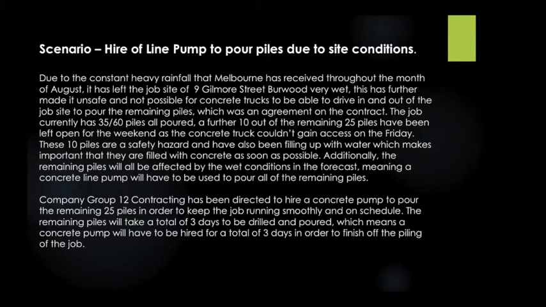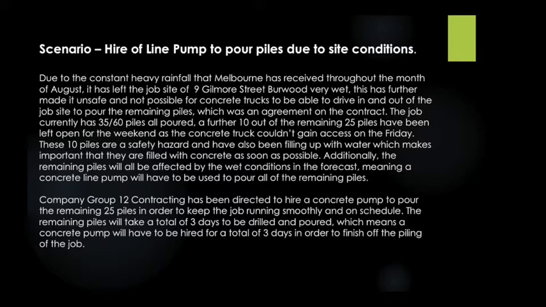The scenario is as follows. Due to the constant heavy rainfall that Melbourne has received throughout the month of August, it has left the job site of 9 Gilmore Street, Burwood, very wet. This has further made it unsafe and not possible for concrete trucks to drive in and out of the job site to pour the remaining piles, which was an agreement on the contract. The job currently has 35 out of 60 piles all poured.